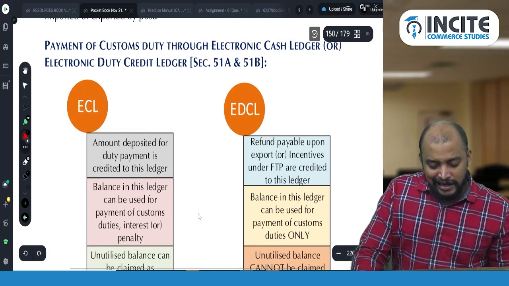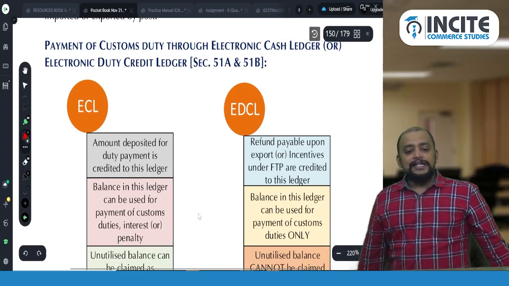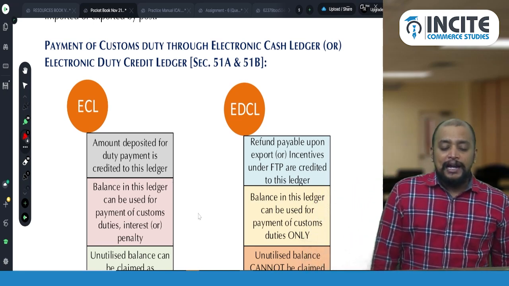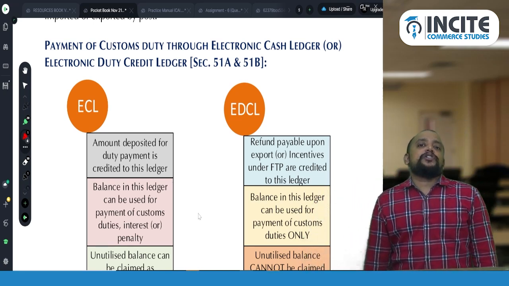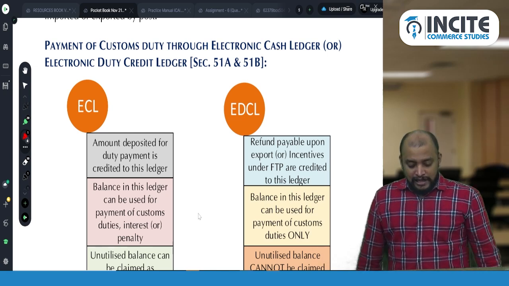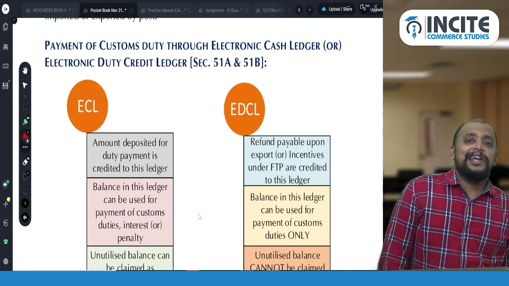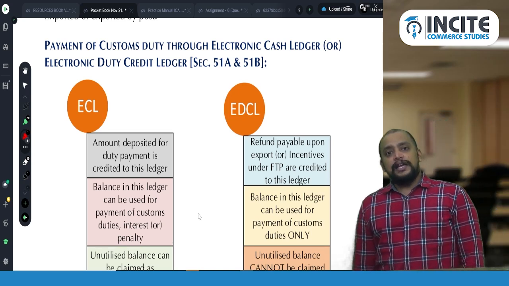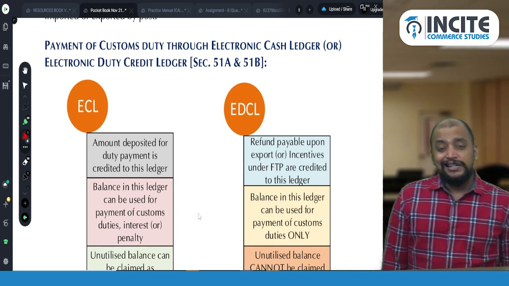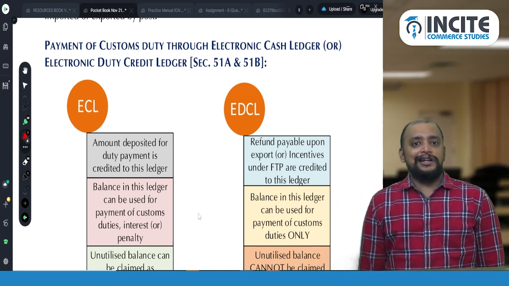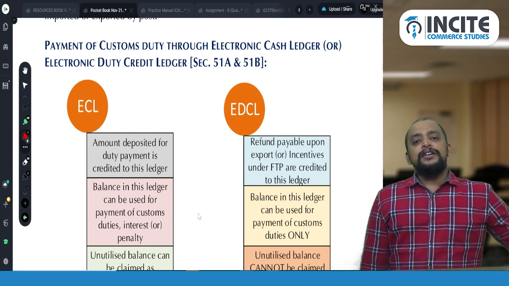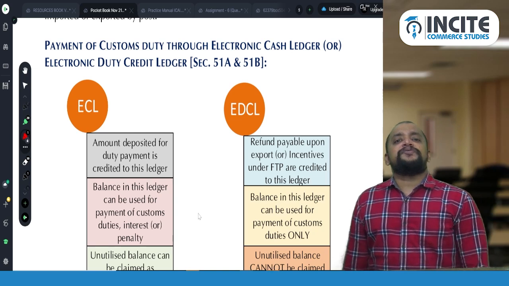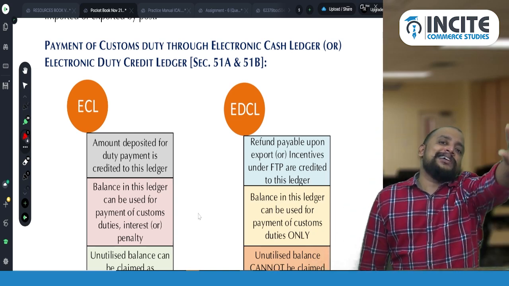Then this is an amendment that we have, sections 51A and 51B: electronic cash ledger and electronic duty credit ledger. Like how we have electronic cash ledger and electronic credit ledger under GST, the same way we have electronic cash ledger and electronic duty credit ledger under customs. So what is the purpose of electronic cash ledger? The same purpose for which we have the electronic cash ledger under GST.